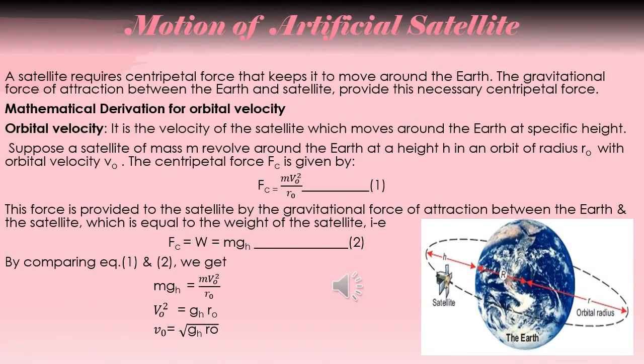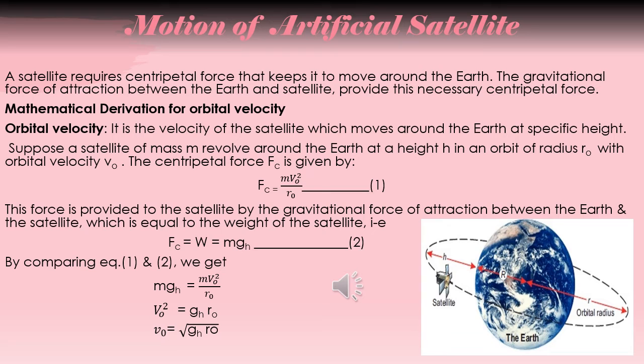Dear students, now we will learn about motion of artificial satellite. A satellite requires centripetal force that keeps it moving around the Earth. The gravitational force of attraction between the Earth and satellite provides this necessary centripetal force. Mathematical derivation. Orbital velocity. It is the velocity of the satellite which moves around the Earth at a specific height.